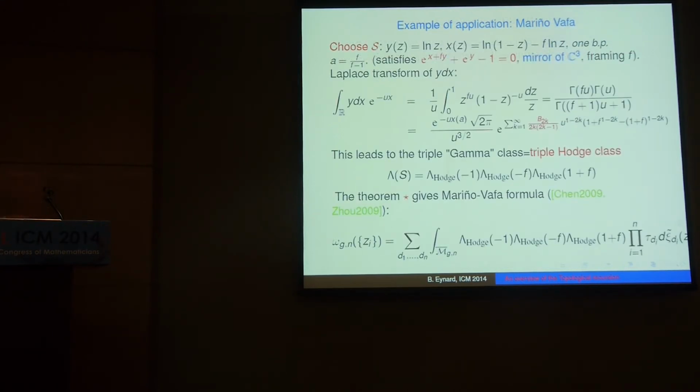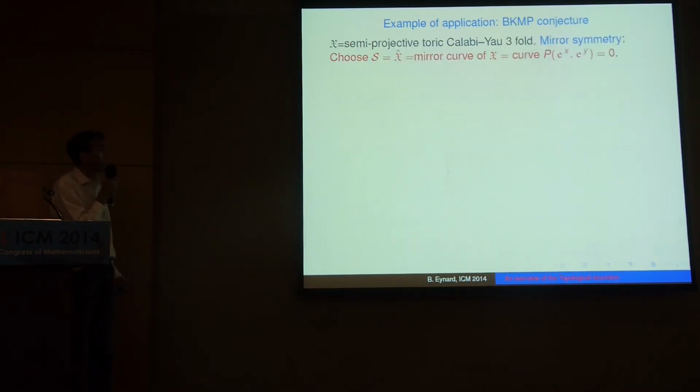So what you prove somehow by using this star theorem is that the Gromov invariants of C3 are the omega GNs of the mirror of C3. This is a special case of something much more general, which was first conjectured by physicists like Marcus Marino and his collaborator, which was called the PKMP conjecture.